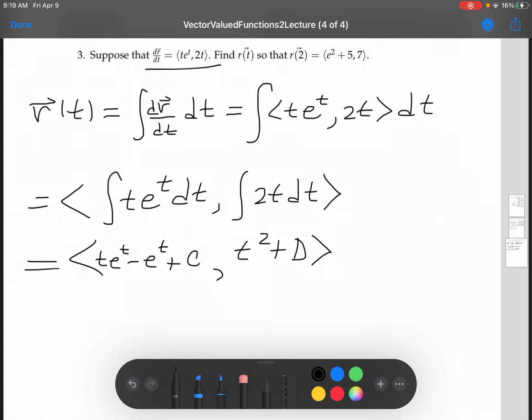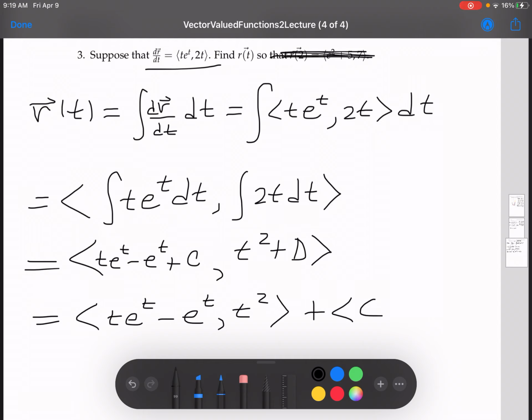Now, if we weren't given this extra information, so let's imagine that we don't have that for now, then this would be our answer. Now, often we write the answer using vector addition. We pull out the constants into their own vector. So the answer would be the vector t e to the t minus e to the t, t squared, plus the vector c, d for our constants.